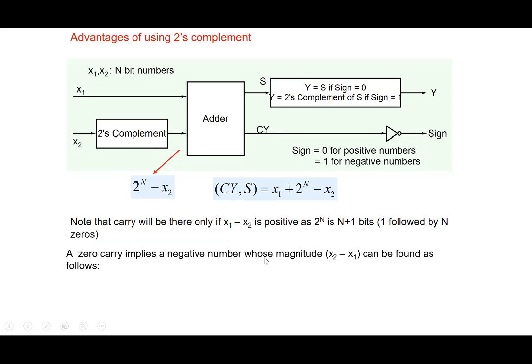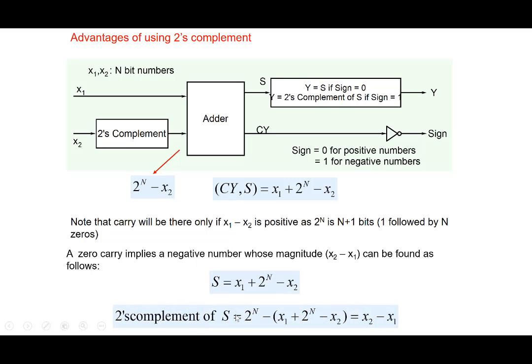So a 0 carry implies a negative number whose magnitude x2 minus x1 can be found as follows. So we have said once it is a negative number, and if you want to find out what is the magnitude, take the 2's complement of that particular number here, whatever number you get here. So note that s is nothing but x1 plus 2 to the power n minus x2. Why? Because there's no carry. So the whole of s is nothing but equal to this one here. And let's take a 2's complement of s. So 2's complement of s would be 2 to the power n minus this one here. So it is equal to x2 minus x1, which is nothing but the magnitude part here.